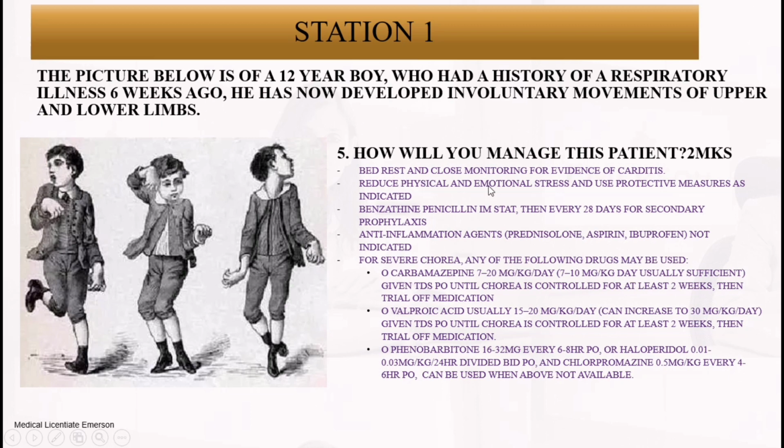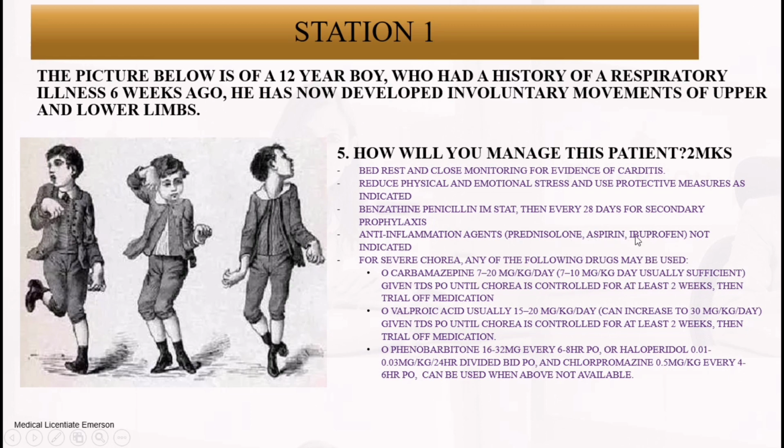Have to reduce physical and emotional stress and use protective measures as indicated. Also, you have to use benzathine penicillin IM to start. Then after IM, you have to put them on it every 28 days for secondary prophylaxis. Then you get your anti-inflammatory agents.